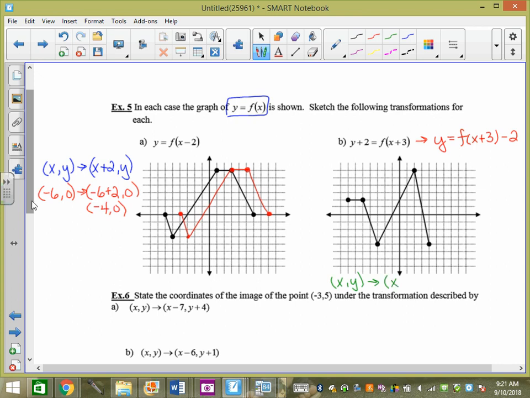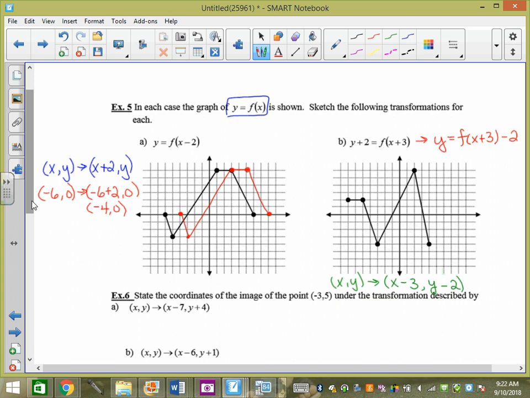X plus 3 or minus 3? Minus 3 because it's 3 to the left. And y minus 2. Remember that mapping is just what you're doing.